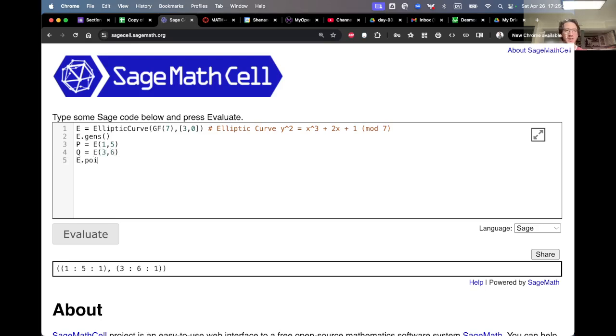Okay, and let me look at all of the points on E again. I'm going to print E dot points. So we've got 1, 2, 3, 4, 5, 6, 7, 8 points. Now, if I look at all the multiples of P, I'm going to show you that that's not enough to generate all of the points on this elliptic curve. So for I in range 8, print I times P. I'm just looking at all the multiples of P.